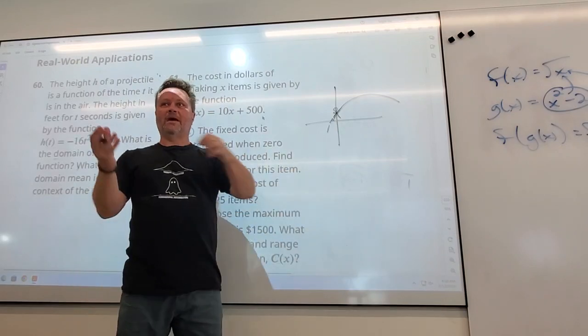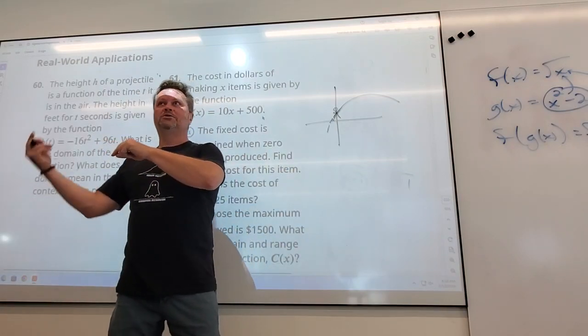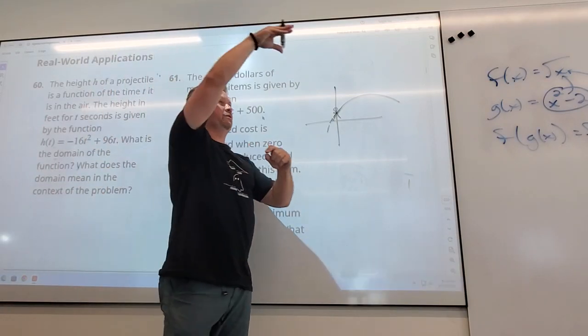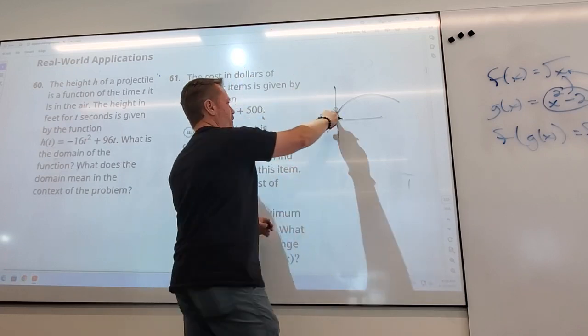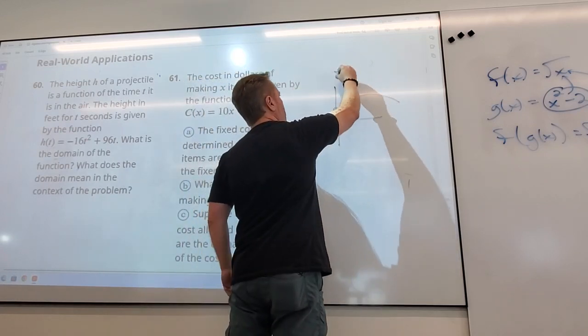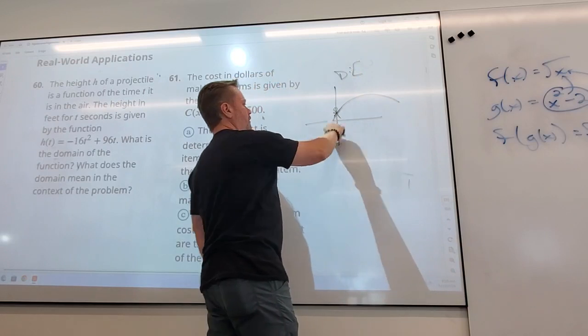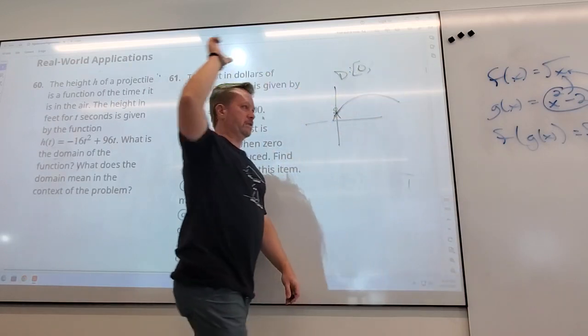No. So somehow the ball started on the ground, jumped up into my hand, and then I just sort of let it keep going. No, that's not what happened. Screw that. So what's the domain start at? 0. Because that's when I first let go of the ball.